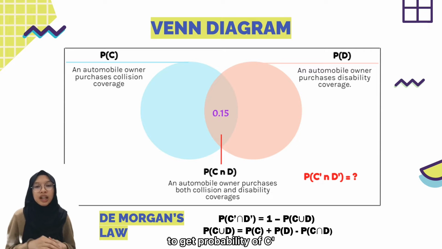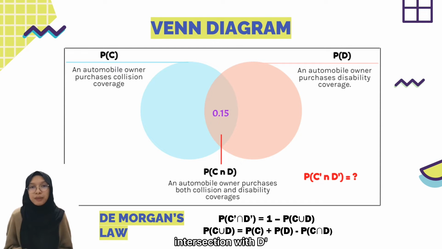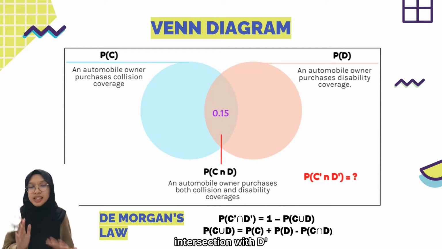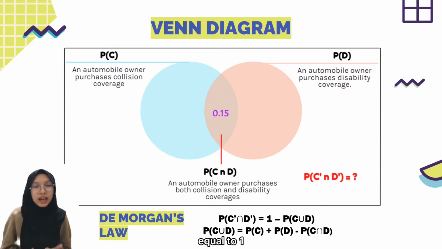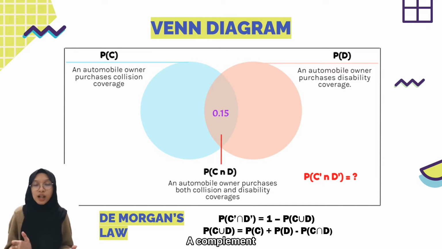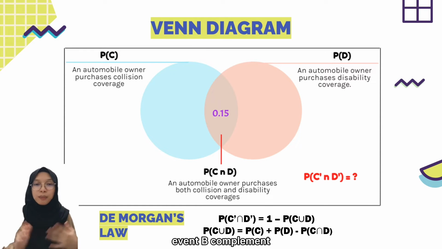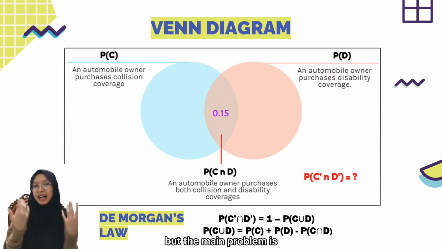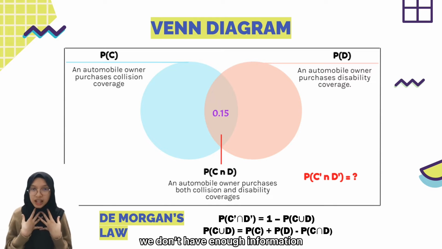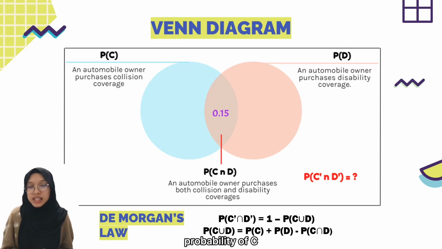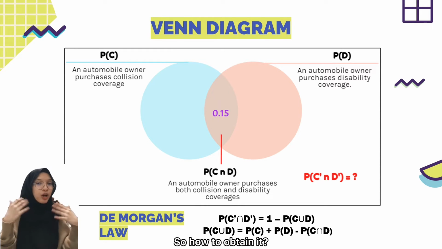To get probability of C prime intersection D prime, I use De Morgan's law, which is probability of C prime intersection D prime equal to 1 minus probability of C union D. De Morgan's law tells us that the probability of event A complement intersection event B complement plus probability of A union B is equal to 1. But the main problem is we don't have enough information to solve probability of C union D. So how do we obtain it?